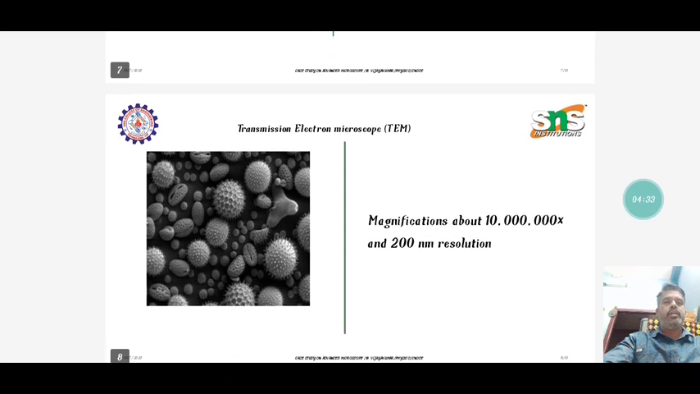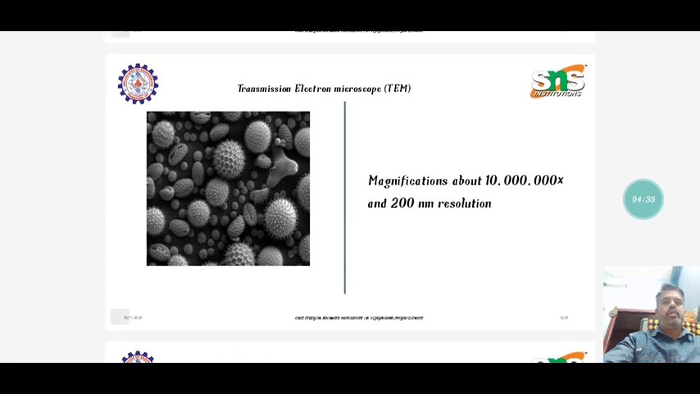The next one is TEM. TEM is the transmission electron microscope. In-depth resolution is high with this type of microscope. Look at the picture of the surface, right? Each and every surface level can be identified in different morphologies. The magnification is about 10 lakh times and the resolution is 200 nanometers.